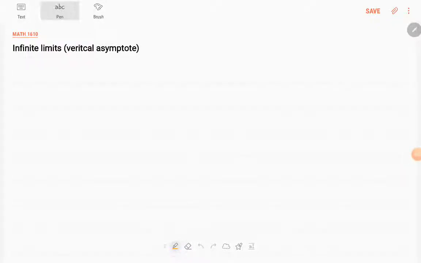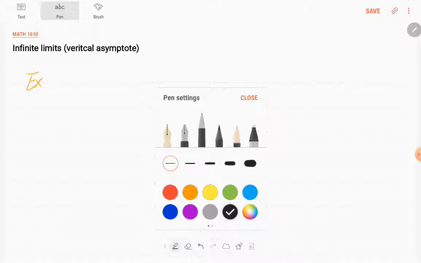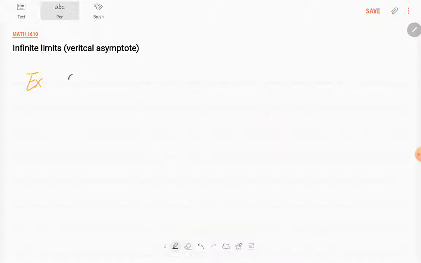So now I want to talk about infinite limits. That means the limit equals infinity or negative infinity, which is related to the topics about the vertical asymptote. So in pre-calculus, let's look at an example. In pre-calculus, we know that, for example, f of x equals 1 over x plus 1.